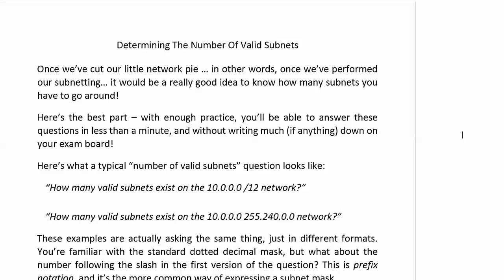Now, the best part of this one is that with enough practice, you're going to answer these questions in less than a minute. And you will get to the point where you may not even write anything down on your board to solve this question. And you're thinking, really? And hey, I don't teach tricks. I don't teach interesting octets and magic thises and all that stuff.